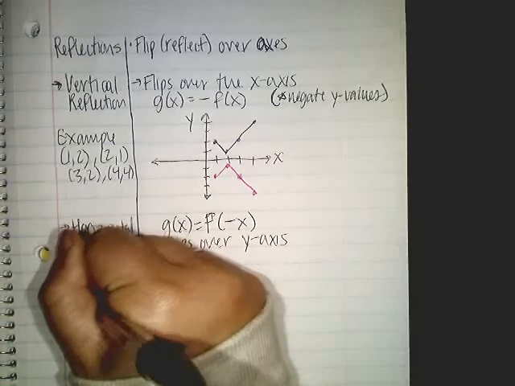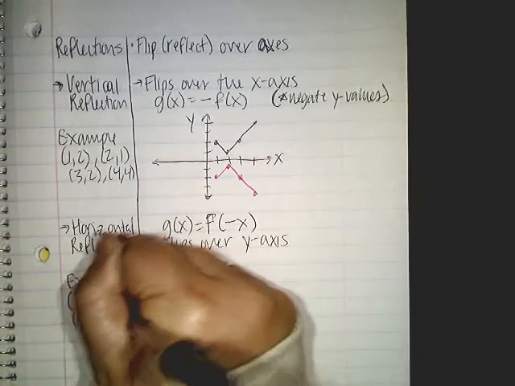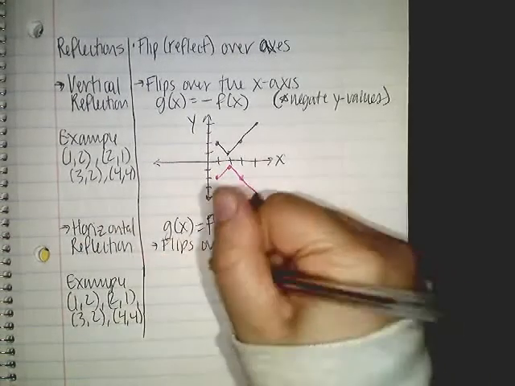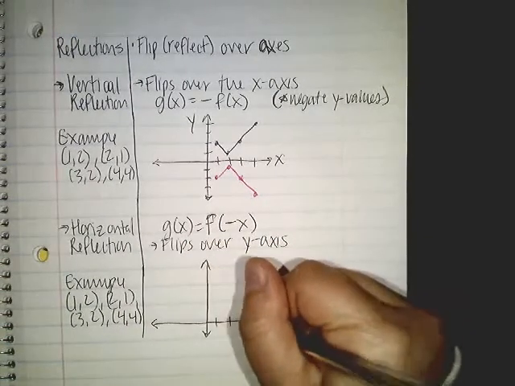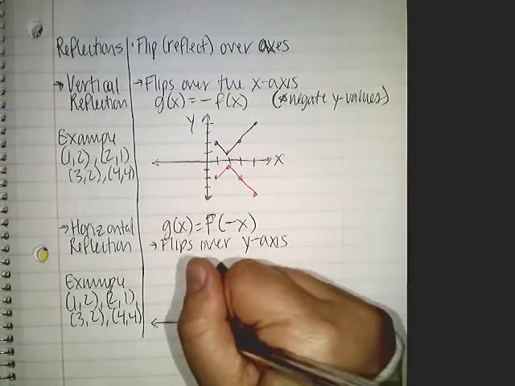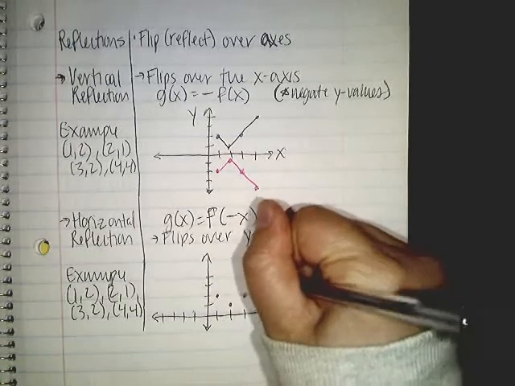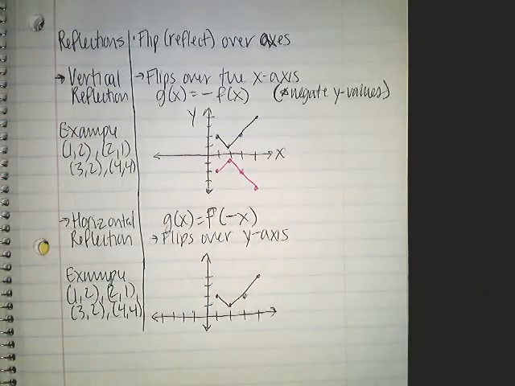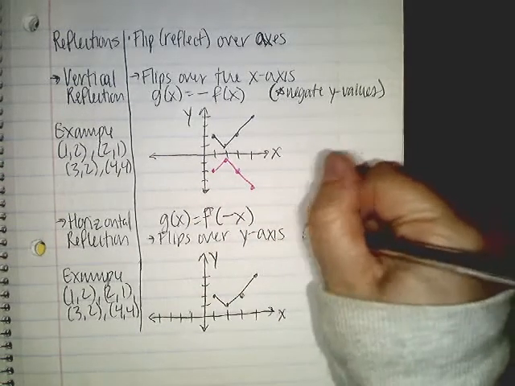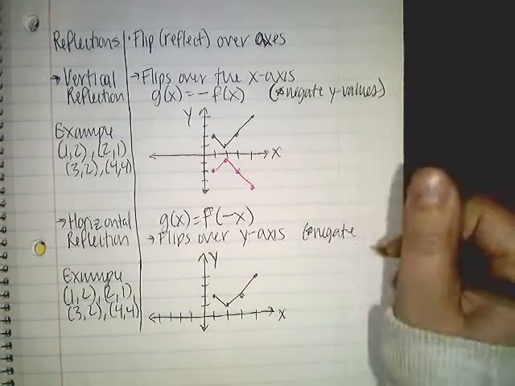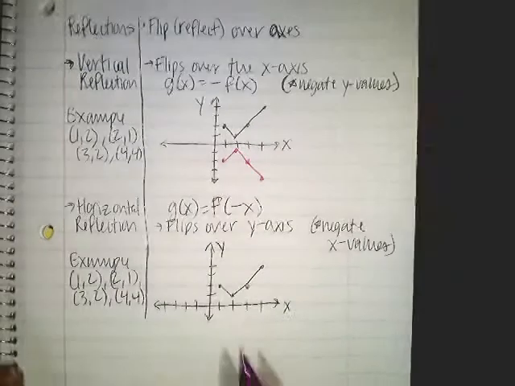And so if we do our example, as we do with the same numbers, (1, 2), (2, 1), (3, 2), and (4, 4), I'm going to sketch our original function. So I have (1, 2), (2, 1), (3, 2), (4, 4). All I'm going to do for this one to reflect over the y-axis is negate my x values. So since it's horizontal, we're just changing our x values.